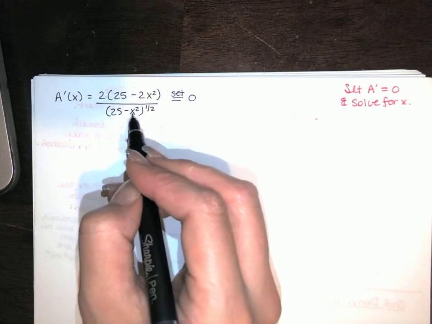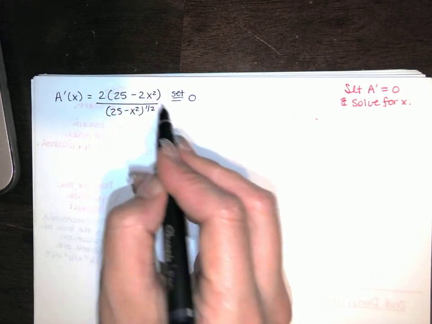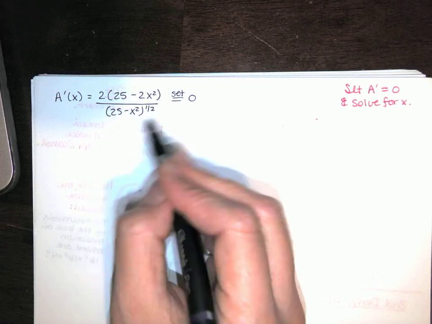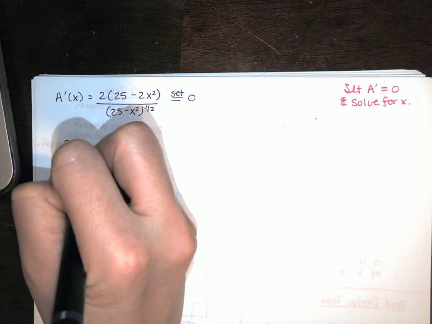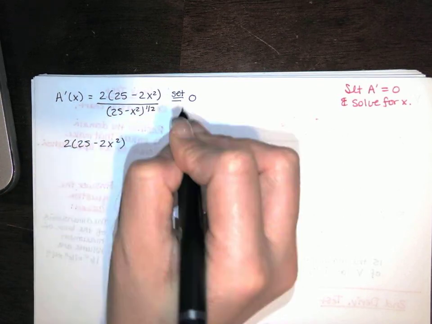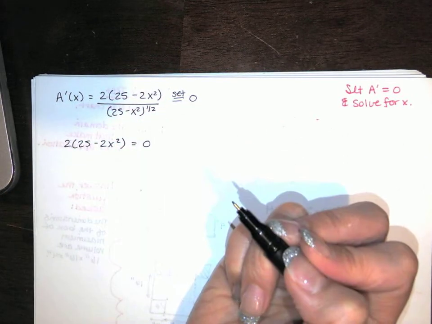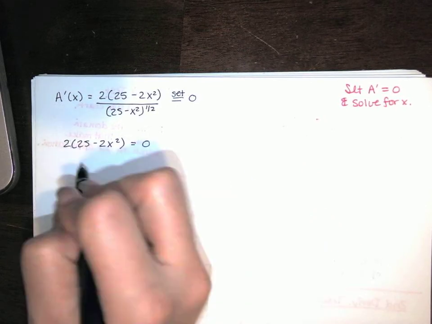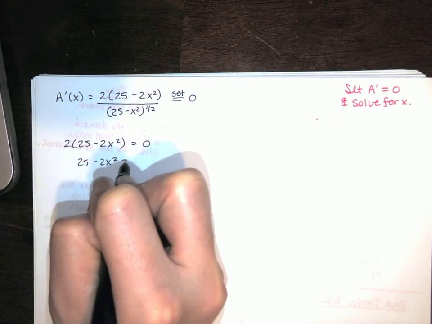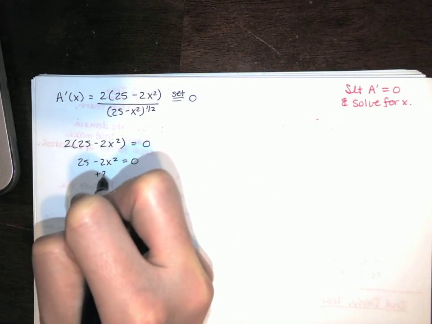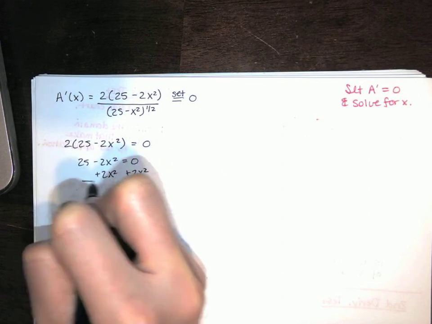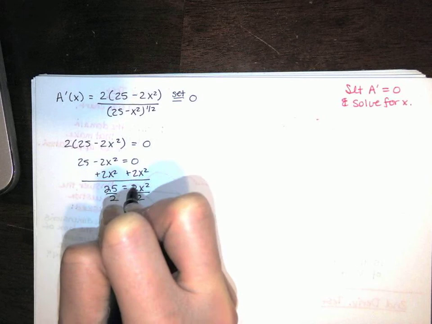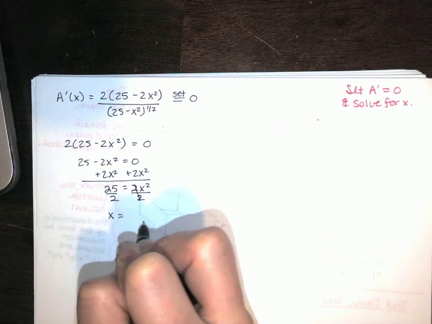If a fraction equals 0, the only way that happens is if the numerator is 0. Or if you want, you could multiply both sides by this denominator. You're still going to get the numerator equals 0 times the denominator, which is 0. The only way this happens is if one of these factors is 0. Obviously 2 is never 0, so we must have 25 minus 2x squared equals 0. Add the 2x squared to both sides. Divide both sides by 2. And then you're going to take the square root.